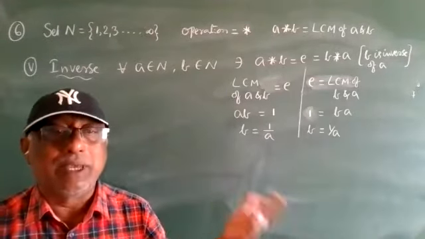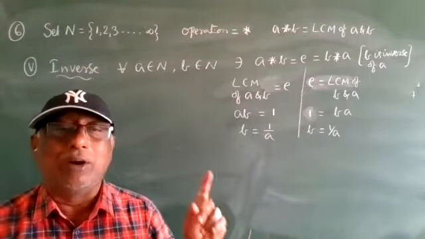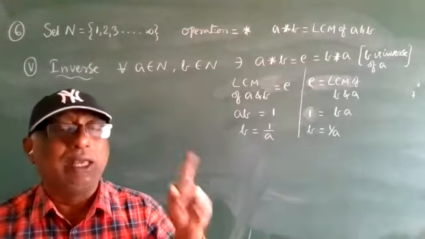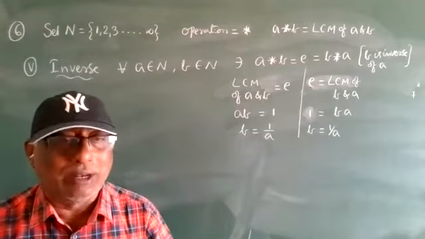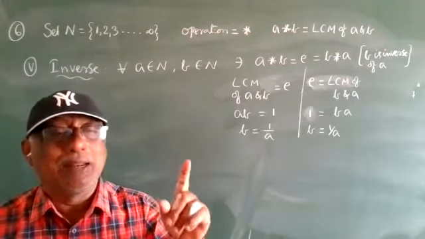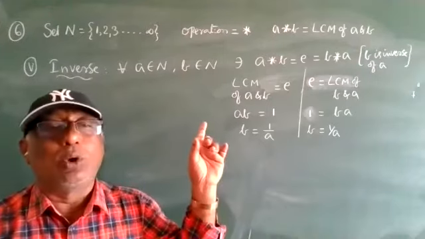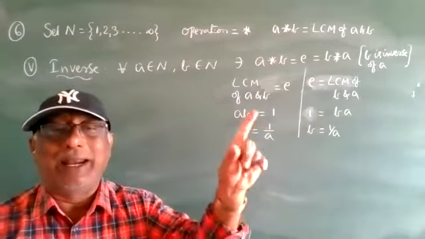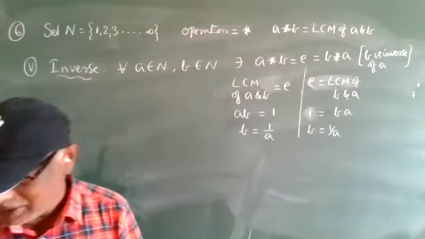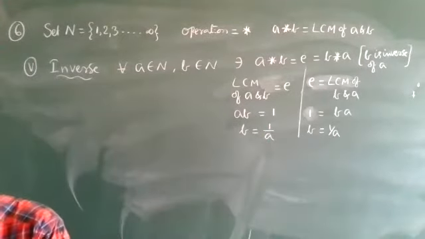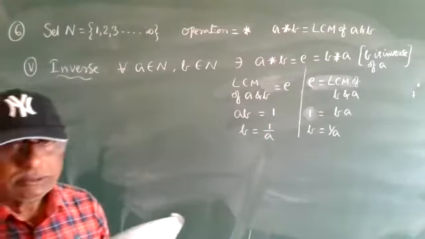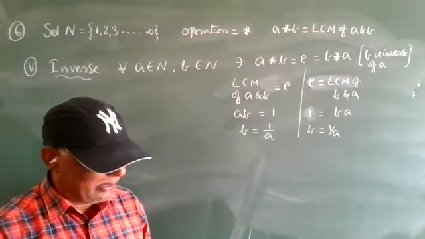So any element has an inverse, but it is not unique. Every element has its own inverse. But the identity element is unique. In total, the problem has only one identity element. Now it is clear, everyone. Right.